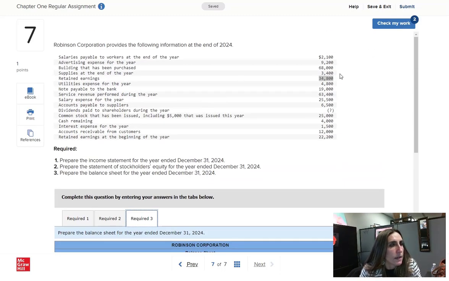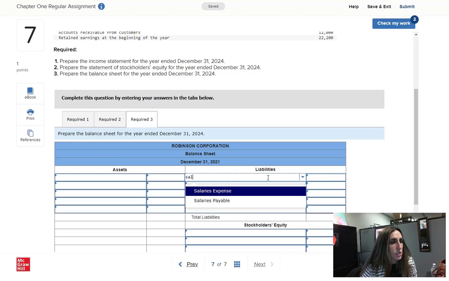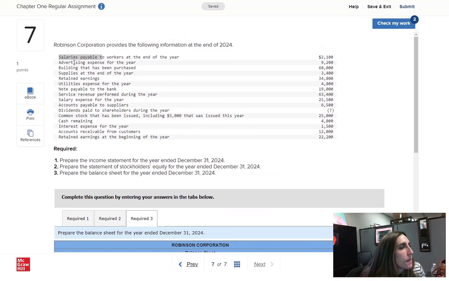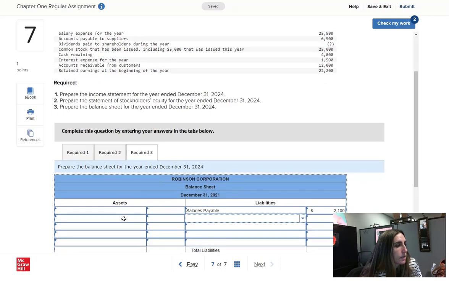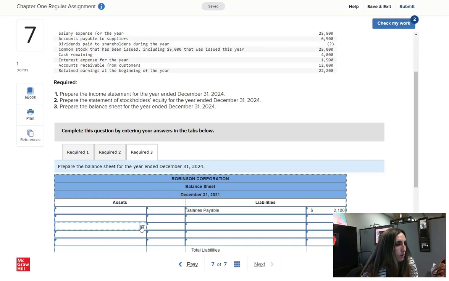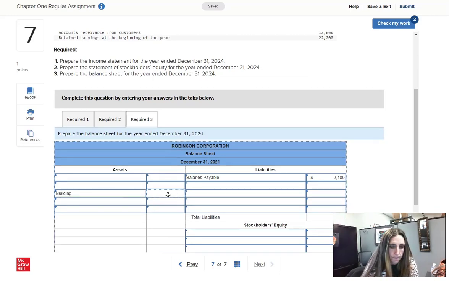So up here, anything I haven't used yet. Salaries payable. I haven't used that yet. That needs to go over in the liability section. Salaries payable is different from salaries expense. Make sure you click the salaries payable. And then we've already used advertising expense. Building is an asset, so that needs to go on this side. I'm actually going to put it down one more row. Building in the asset section for $68,000.